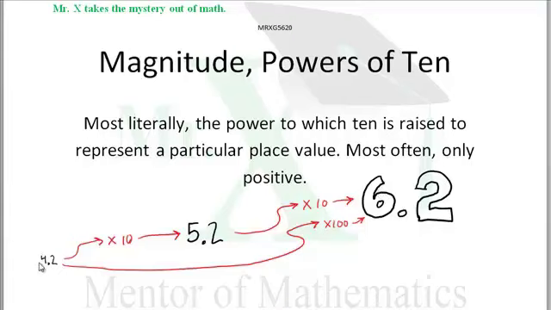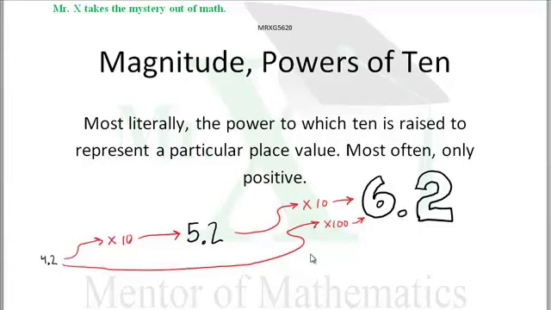So it takes so much energy to make a 4.2 earthquake. It takes 10 times the energy to make a 5.2 earthquake. And compared to a 5.2 earthquake, it takes 10 times the energy to make a 6.2 earthquake.